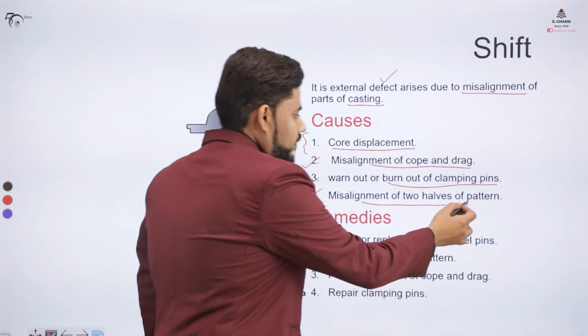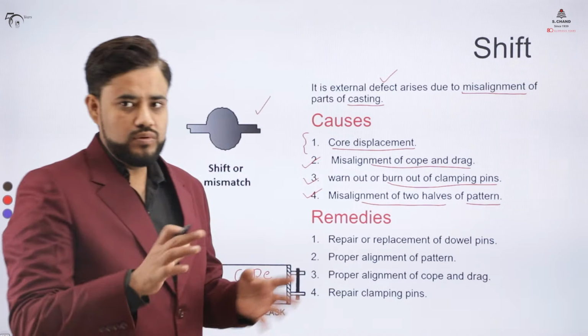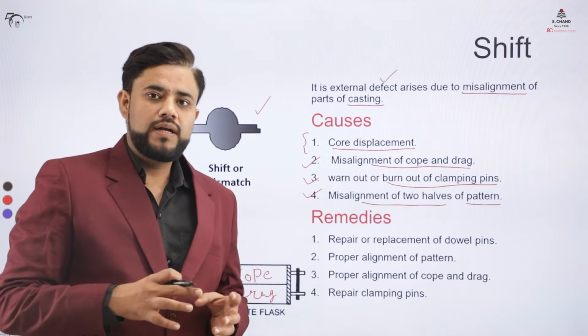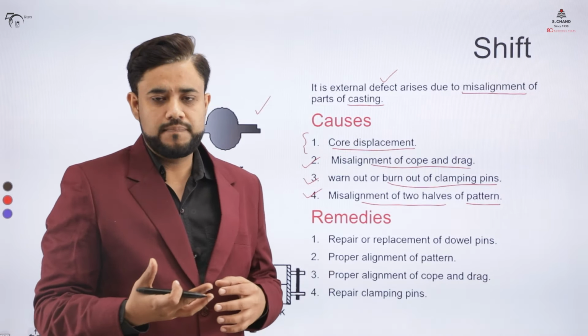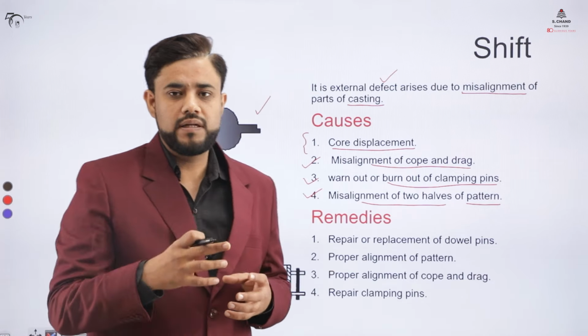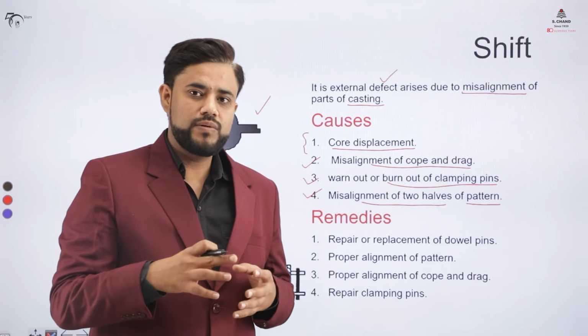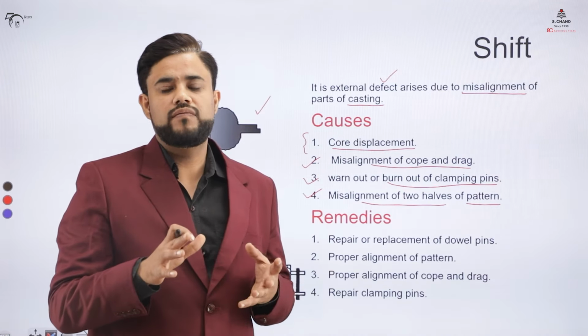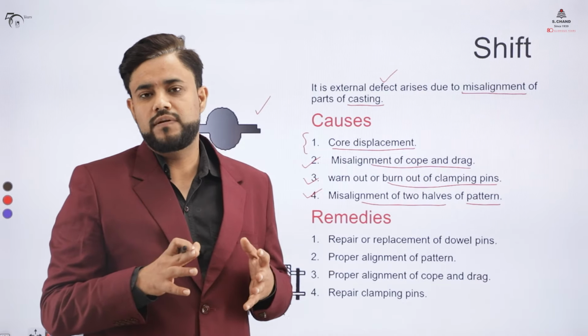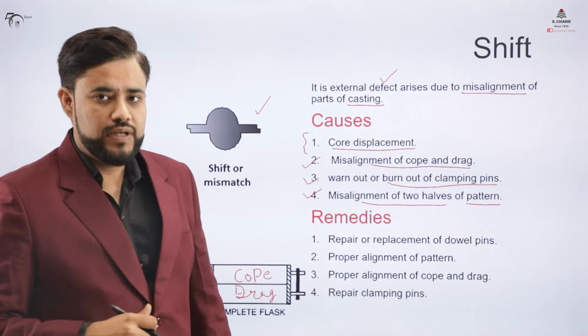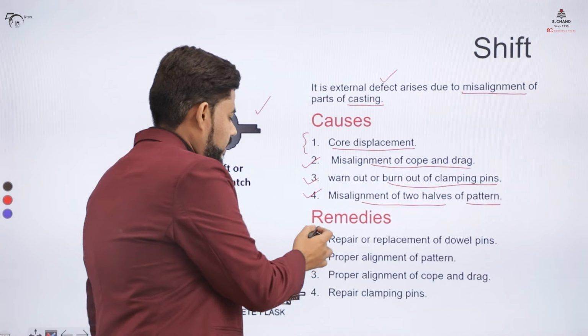If the pattern is of two types, maybe it is a case of a split piece pattern. There are two parts of the pattern. So in that situation, if there is a misalignment in adjusting the two parts of the pattern, then also the shift can occur. So what would be the probable remedies?